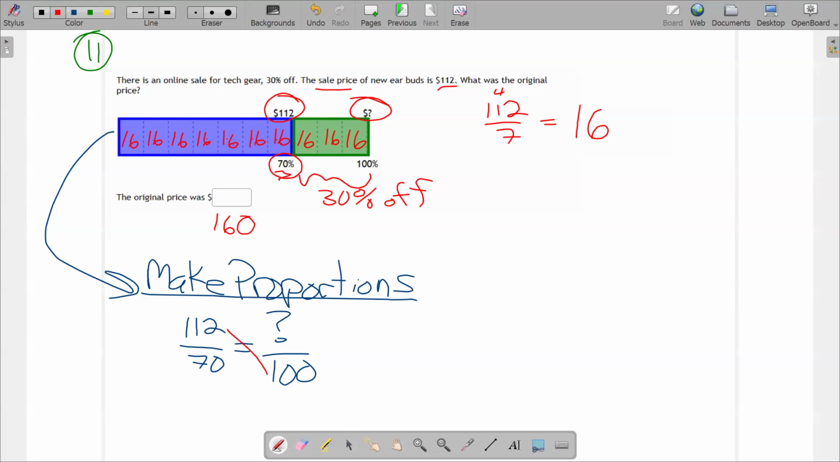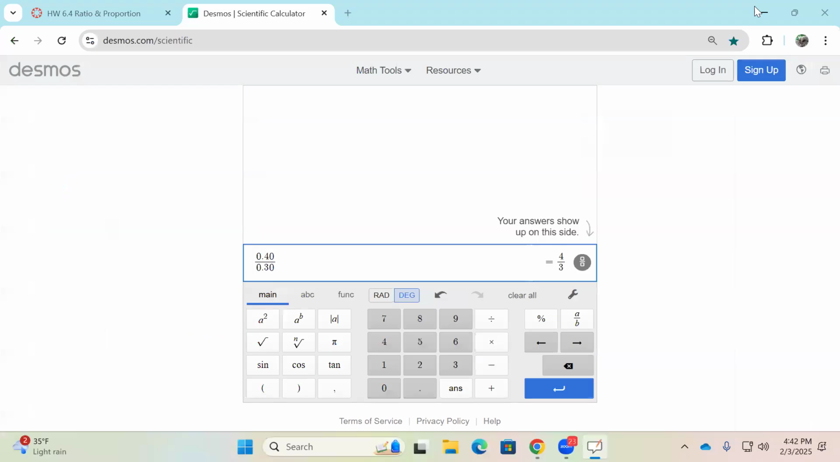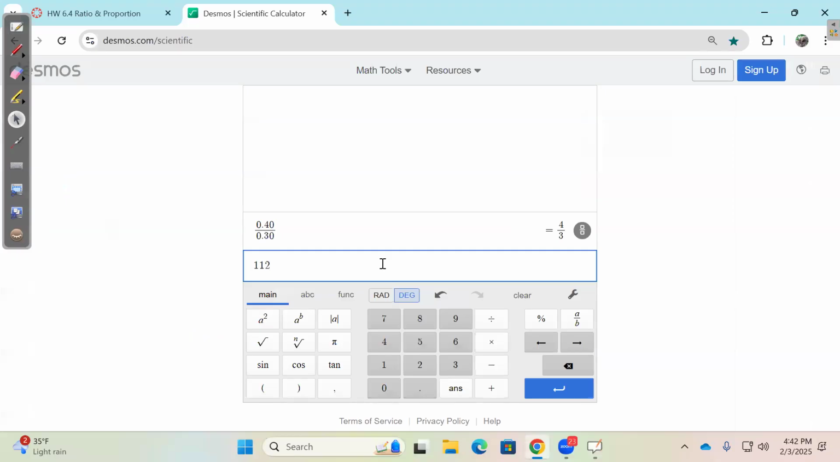We would just multiply the 100 up here and then whip out our calculator to check. So let's check that. According to this, I should take the 112 times 100 and divide it by 70. And that gives me the 160 I wanted for the answer.